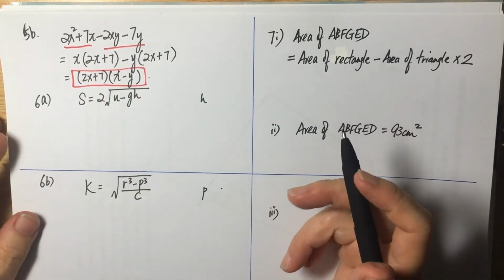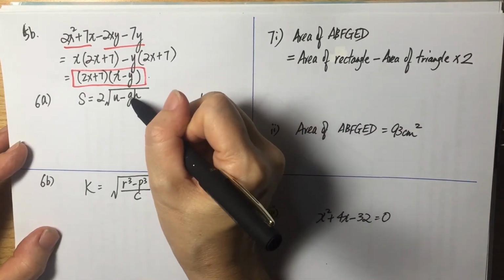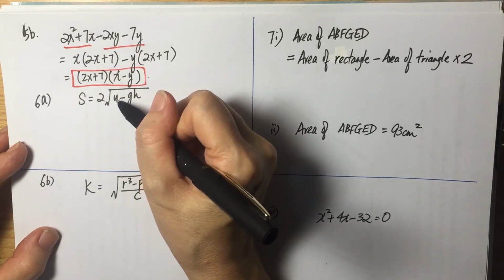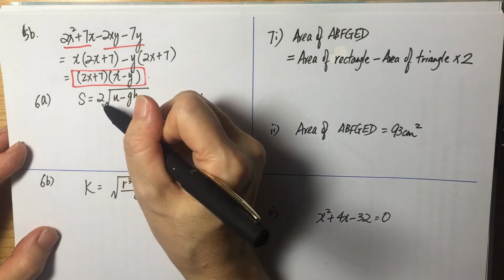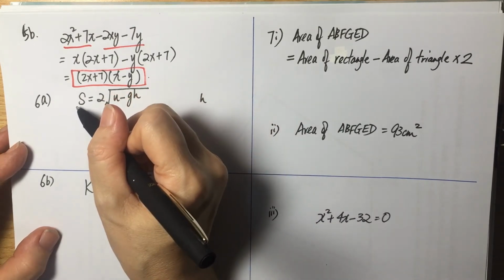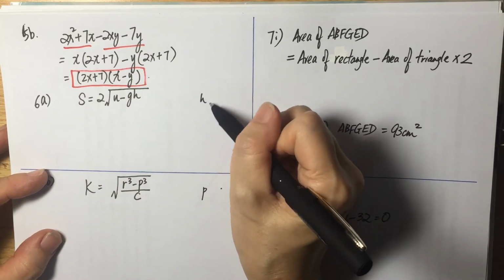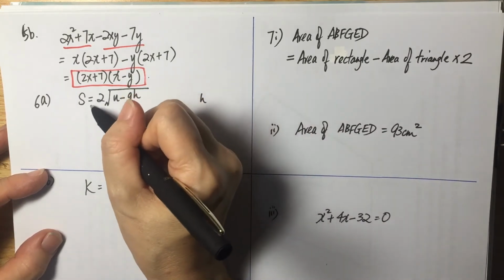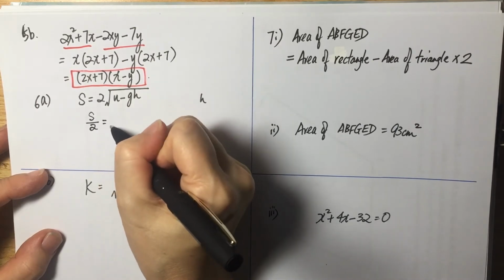Question 6, you want to make h the subject. Can you see that h is multiplied by this, negative g, then add to u, then take the square root, then times 2. Okay, then you get your s. So if I want to get h out, the first thing that I should get rid of is the number 2. So I divide both sides by 2.